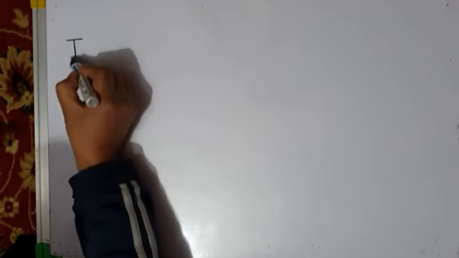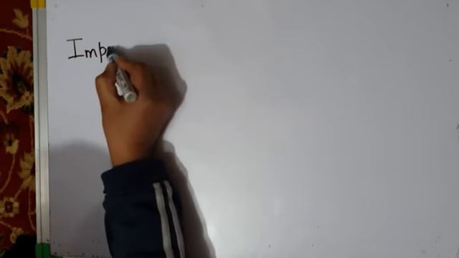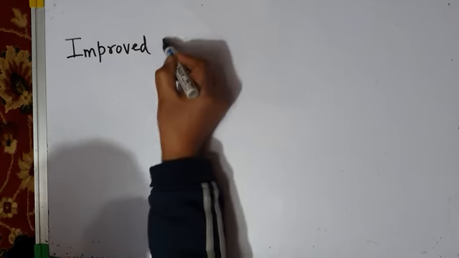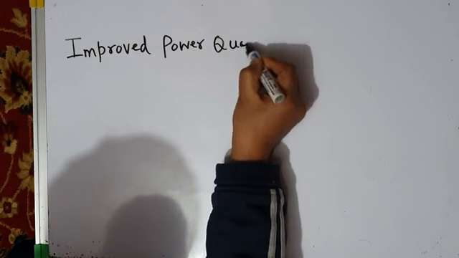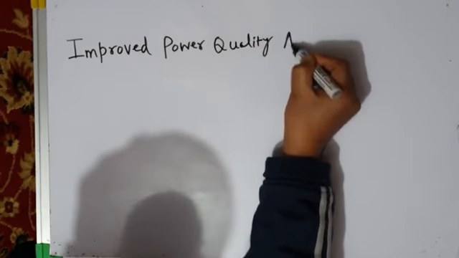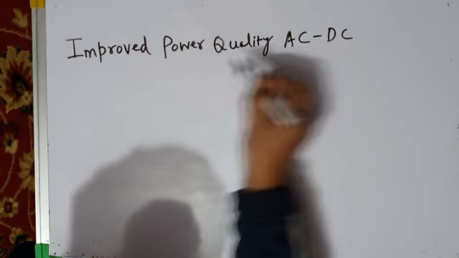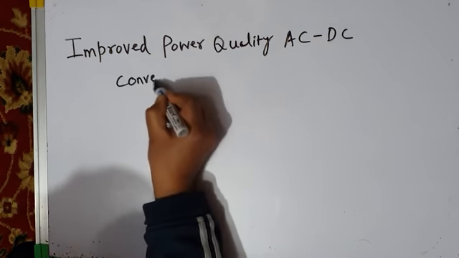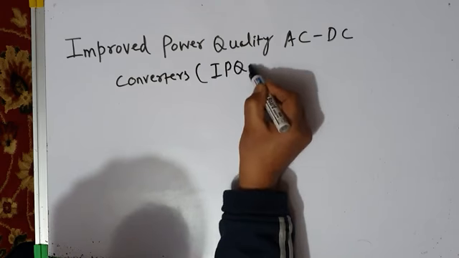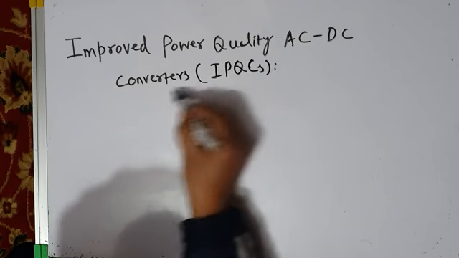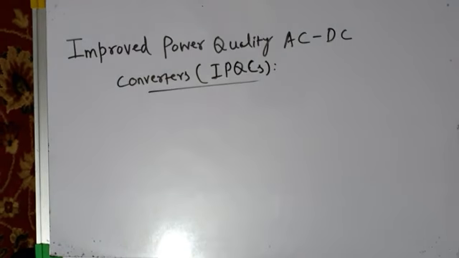I will write here: improved power quality AC to DC converters. In short, we write them as IPQCs. I for improved, P for power, Q for quality, and C for converter. Improved power quality converters, or improved power quality AC to DC converters.